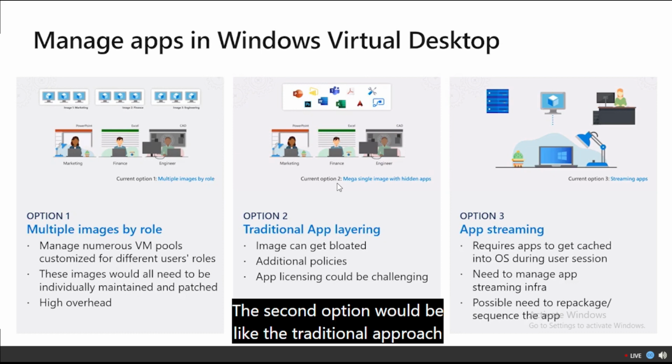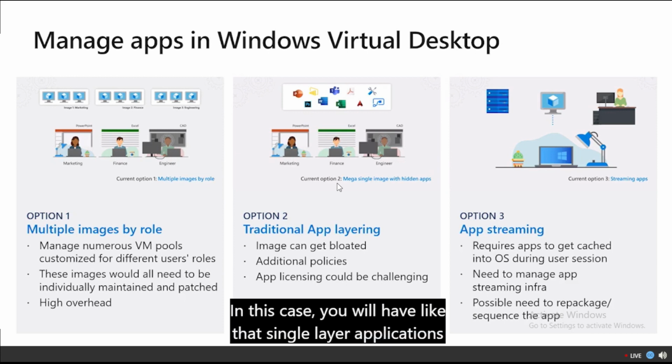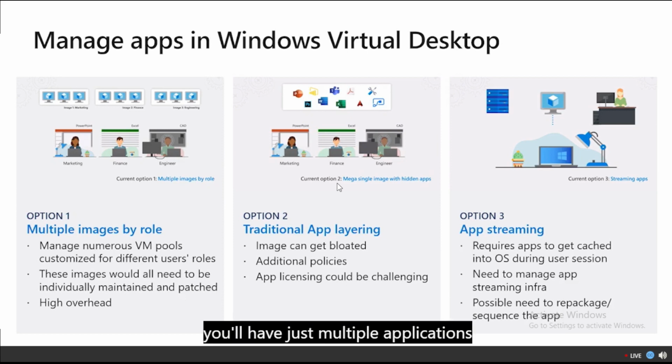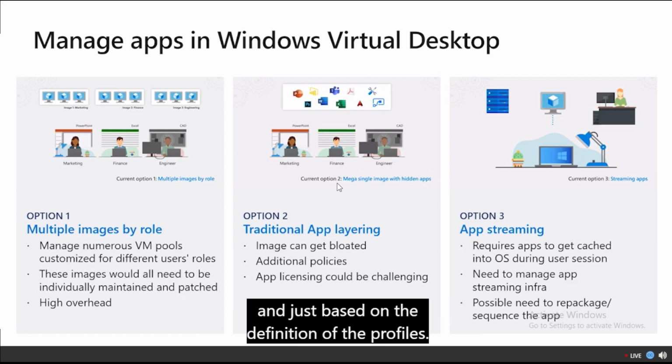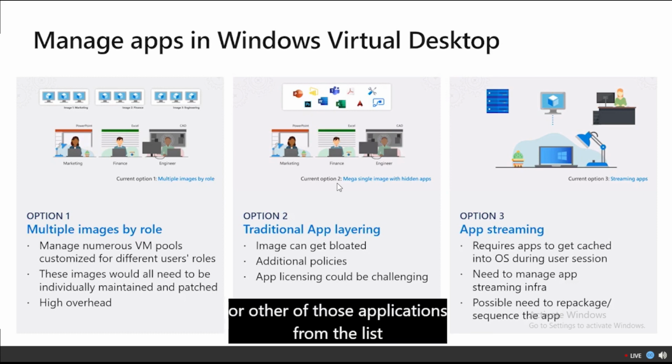The second option could be the traditional approach that we call app layering. In this case, you will have a single layer of applications, multiple applications, and based on the definition of the profiles, the user grabs one or other of those applications from the list, depending on the profile.